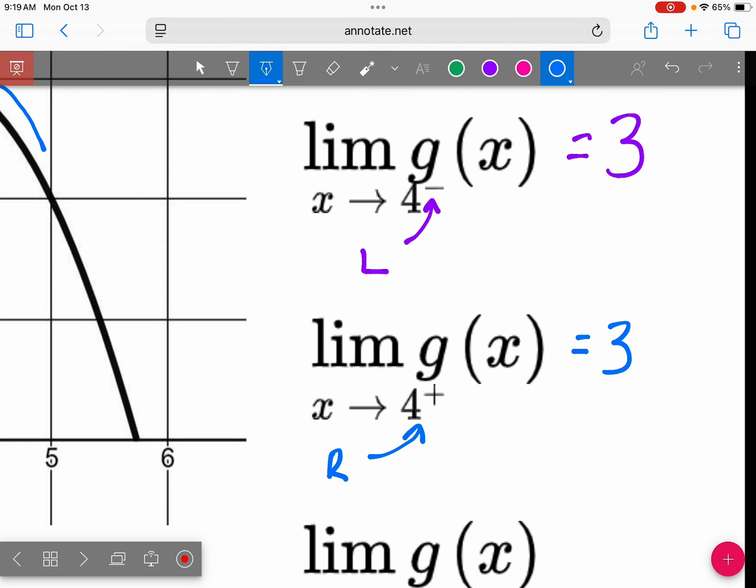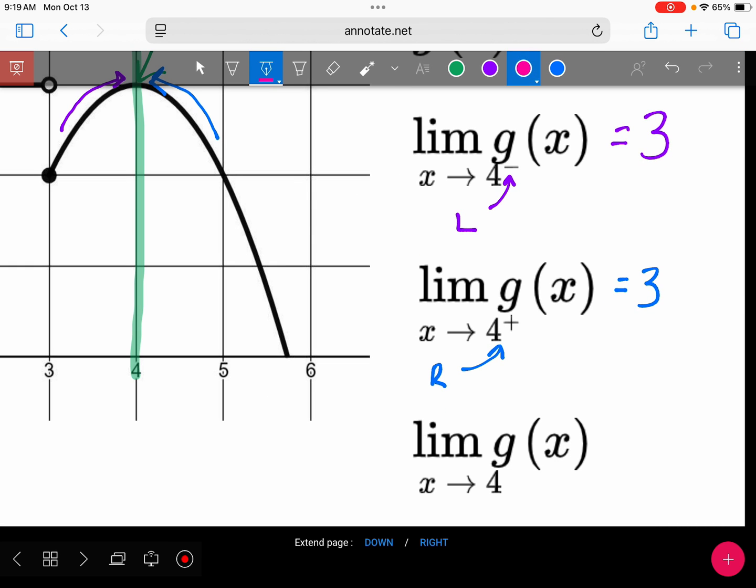So when I'm approaching from the left, I got 3. When I'm approaching from the right, I got 3. So what's our limit? 3. So the limit from both sides is 3.